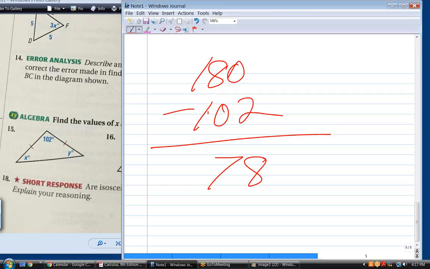Both 78. And we give you more than 180 degrees in that triangle. Plus, do they look 78? Oh, they'd be 39. There you go. So, in other words, you have to divide that by 2. Yeah. That's 39, 39, 102. That adds to 180.